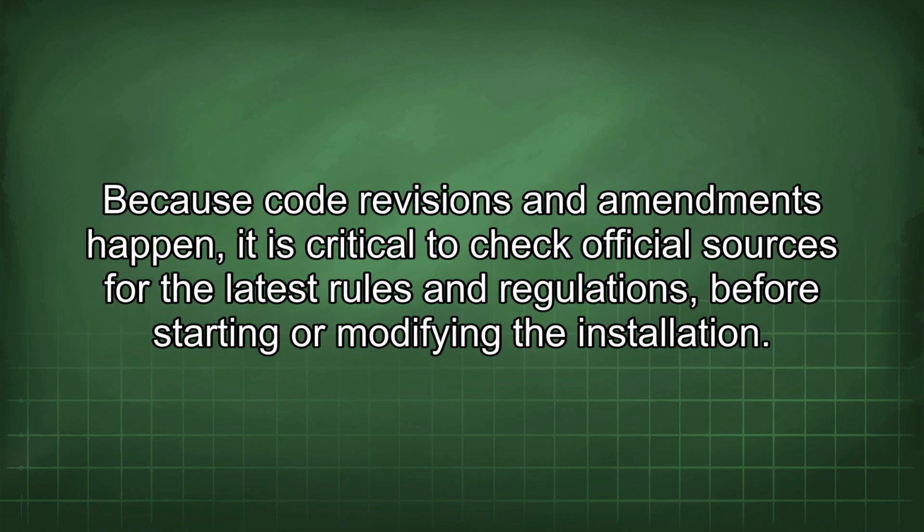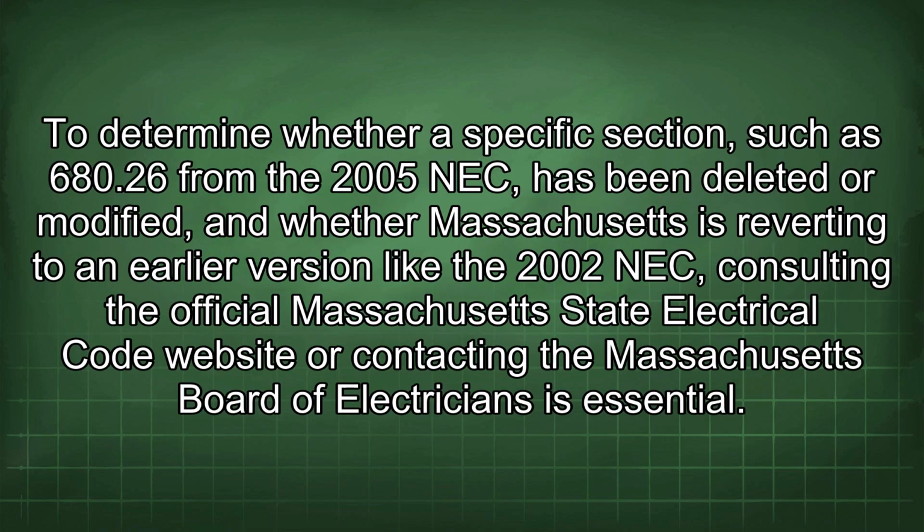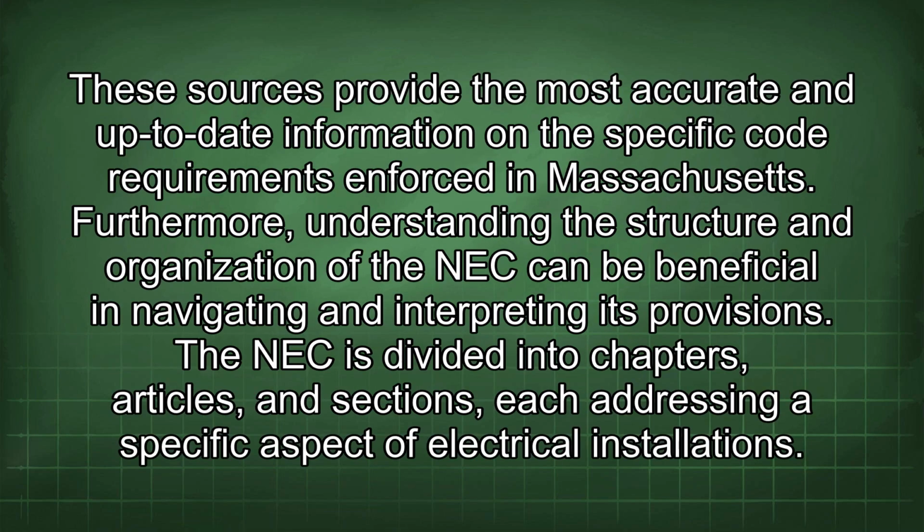Because code revisions and amendments happen, it is critical to check official sources for the latest rules and regulations before starting or modifying the installation. To determine whether a specific section, such as 680.26 from the 2005 NEC, has been deleted or modified, and whether Massachusetts is reverting to an earlier version like the 2002 NEC, consulting the official Massachusetts State Electrical Code website or contacting the Massachusetts Board of Electricians is essential. These sources provide the most accurate and up-to-date information on the specific code requirements enforced in Massachusetts.